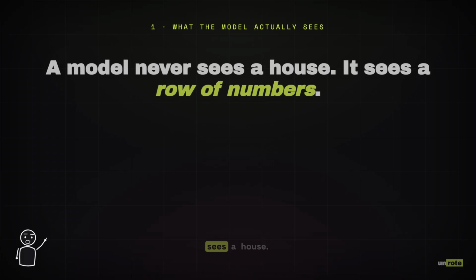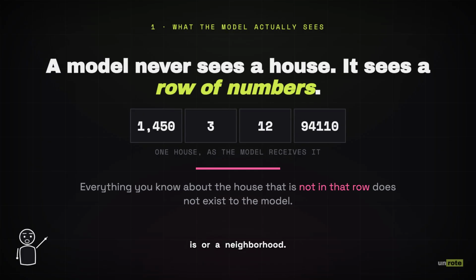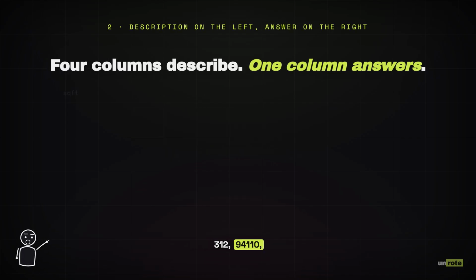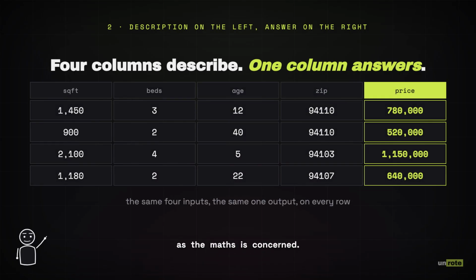A model never sees a house. It has no idea what a kitchen is or a neighborhood. What reaches it is a row of numbers: 1450, 312, 94110. That is the entire house, as far as the maths is concerned.